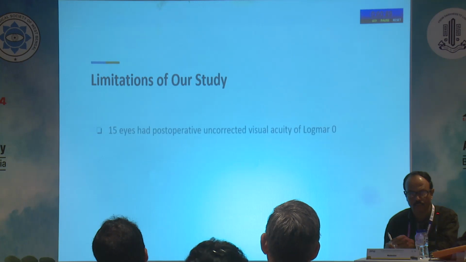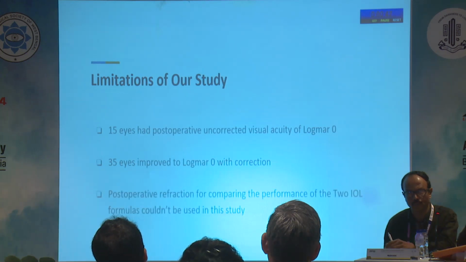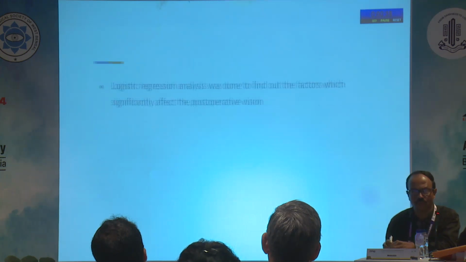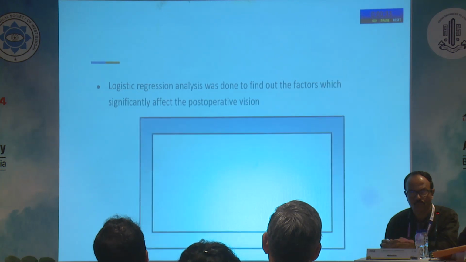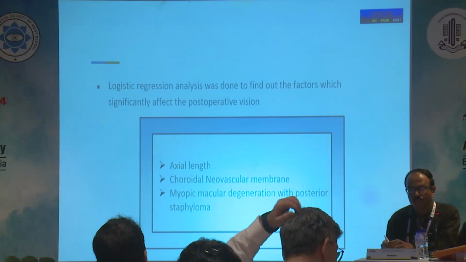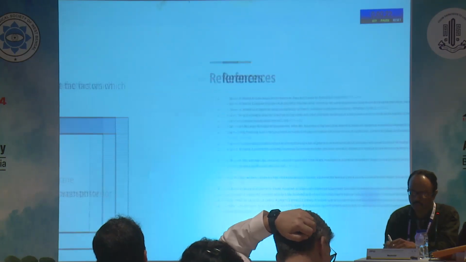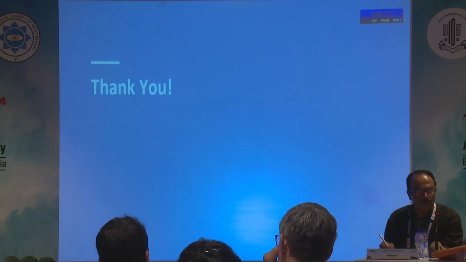In our case, only 15 eyes had UCVA of logMAR 0 and 35 improved to logMAR 0 with correction. So the rest 50 didn't improve to logMAR 0, so we couldn't use the postoperative refraction for comparing the performance of these two formulas. So we did a logistic regression analysis to find out the factors which affect the postoperative vision, and we found that axial length, CNVM, and myopic macular degeneration with posterior staphyloma were associated with postoperative low vision, and it was found to be statistically significant. These are my references. Thank you.